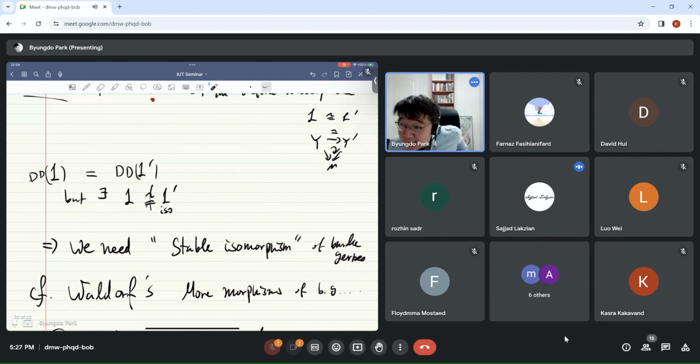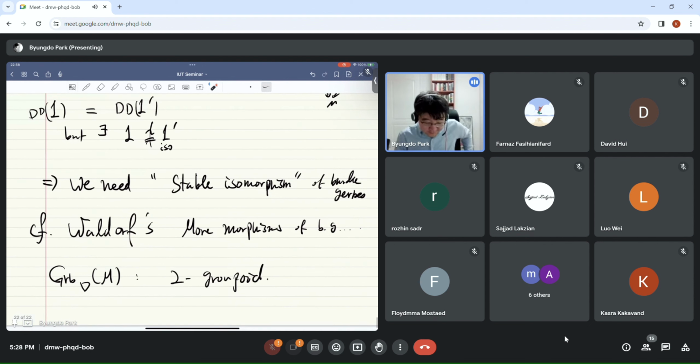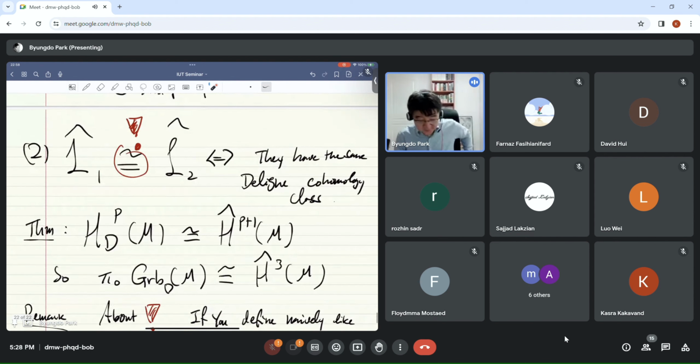Let me see, is there a question? Yes, there is one. Kajra more has this question: can you give a hint for the proof of the last theorem? The last theorem would mean this one.